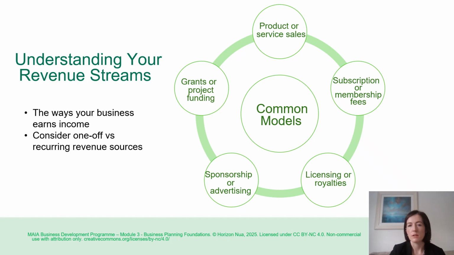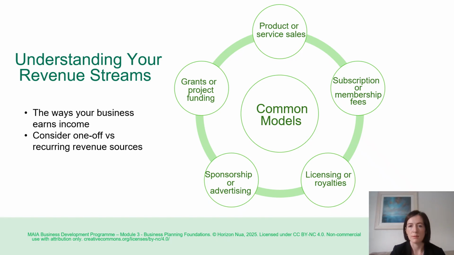Subscription or membership fees. Customers pay a recurring fee, monthly, quarterly, or annually, to access a service or a set of benefits. Examples include a monthly subscription to a community-supported agriculture box or an annual membership for guided nature tours. Recurring models help smooth cash flow. Licensing or royalties. You grant others the right to use your product, service, or intellectual property for a fee. This could be licensing a proprietary process to another business or receiving royalties from the sale of a patented technology.